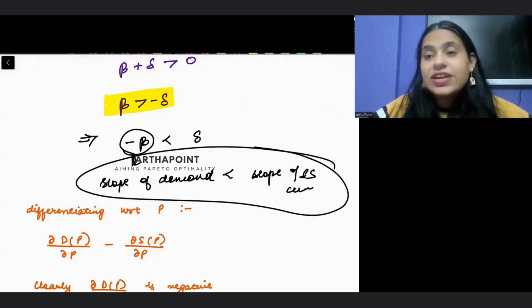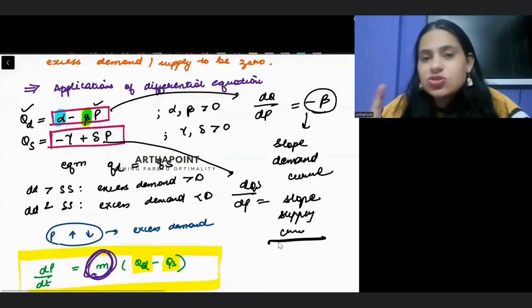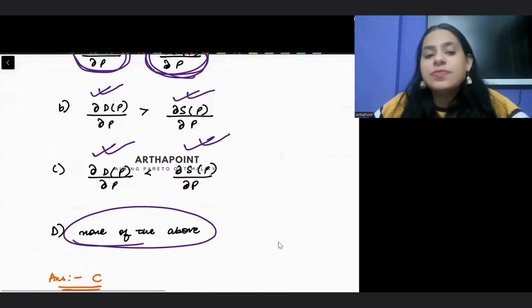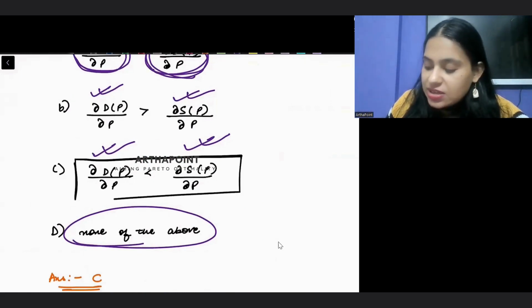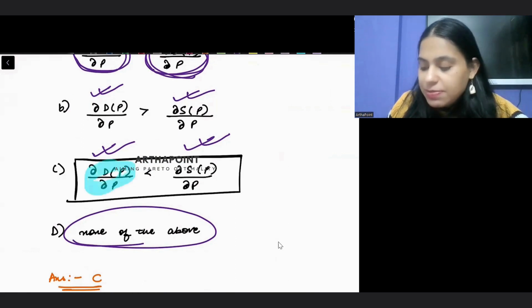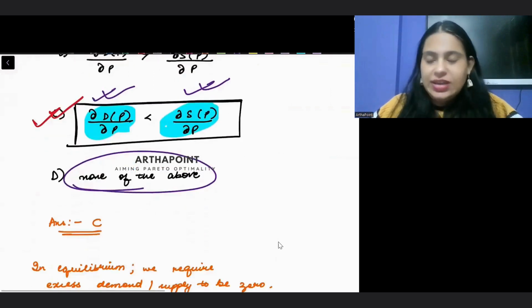I know I have taken you through a very, very long approach, but it will be very helpful to you if you just write this down once. Believe me, it is going to be very useful to you. So we say that dQd by dP should be less than dQs by dP. Am I clear with it? Okay.